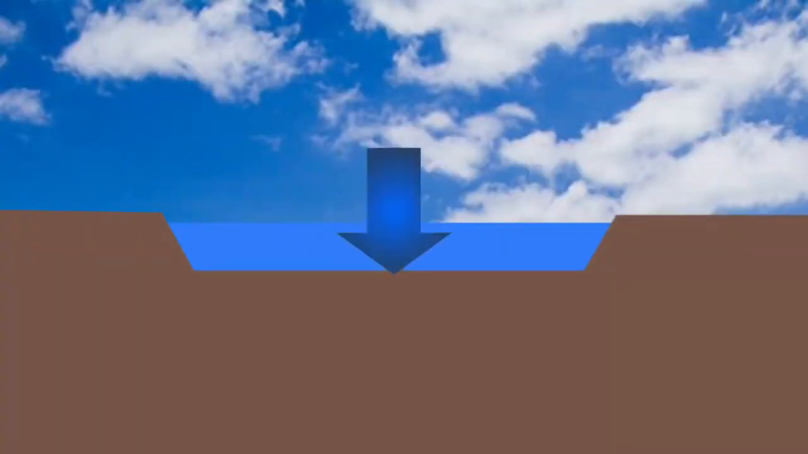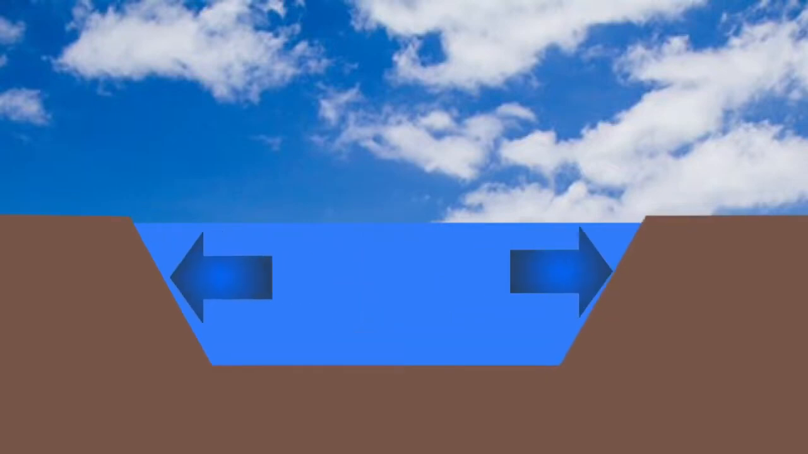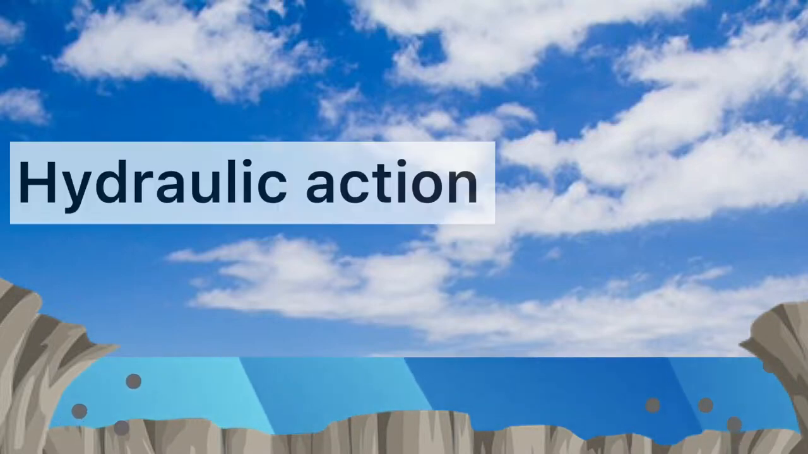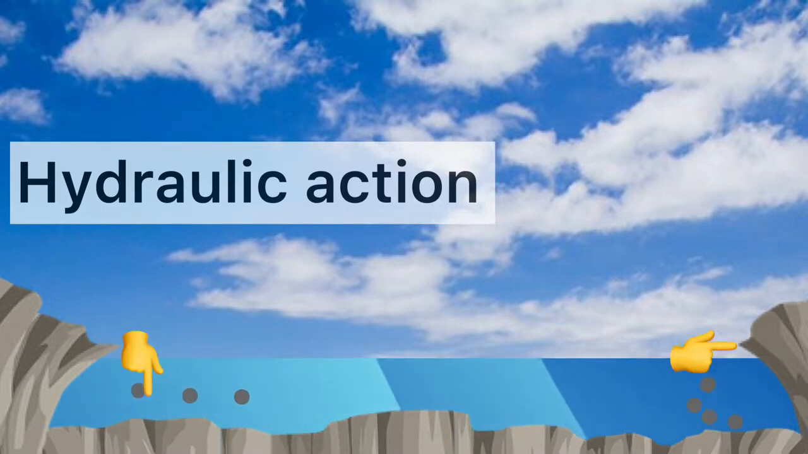It will do this through vertical erosion or lateral erosion. There are four main types of erosion processes to consider. First is hydraulic action, where the force of the water hits the riverbanks and bed. This is particularly effective with lots of fast-flowing water.